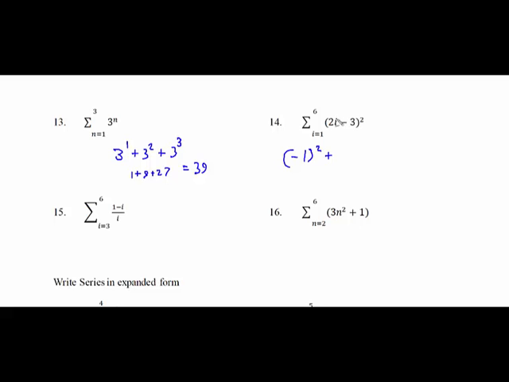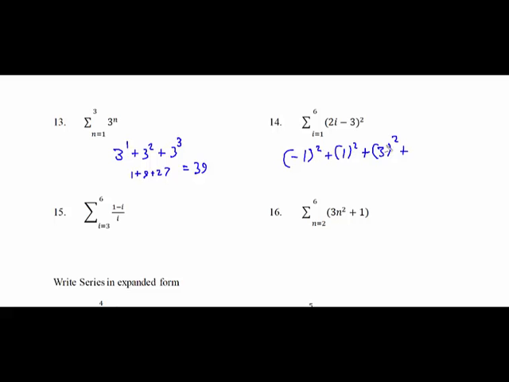Plus, I'm going to plug in a 2 here for my second term, so 4 minus 3 is 1 quantity squared. I'm going to plug a 3 in here, so 3 times 2, which is 6, minus 3 is 3 quantity squared. And you can see that the pattern is seemingly going to move up by 2 each time, so let's see if that theory is correct.